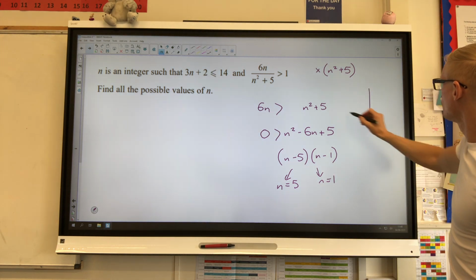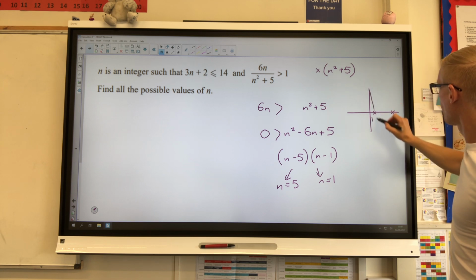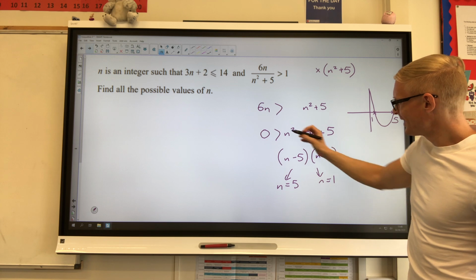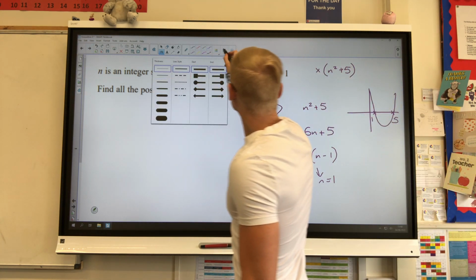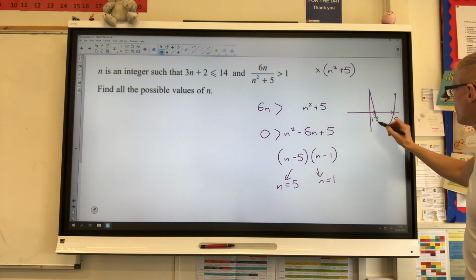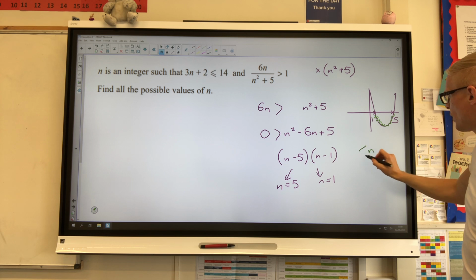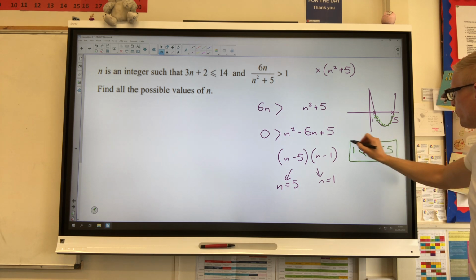Quick sketch. And I'm looking for when this quadratic is less than 0. So the middle bit there is when it's below the x-axis. So I'm looking for n to be greater than 1, but less than 5.